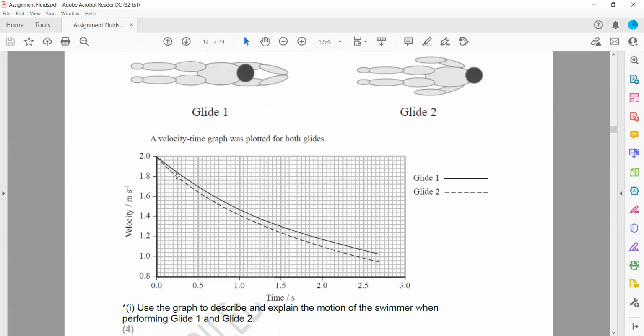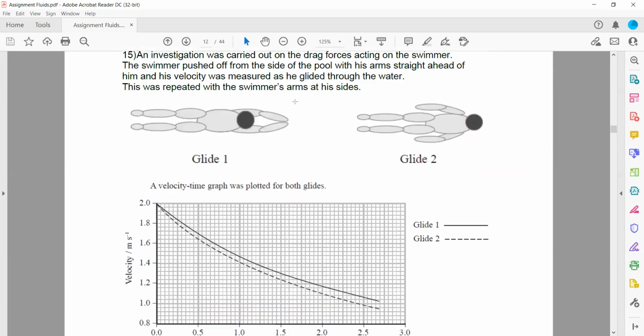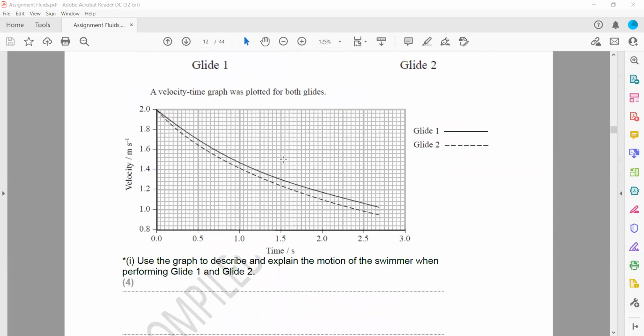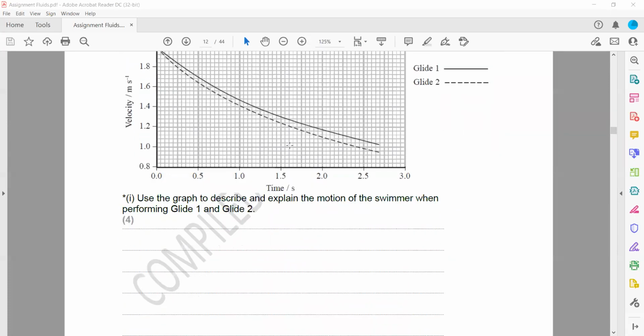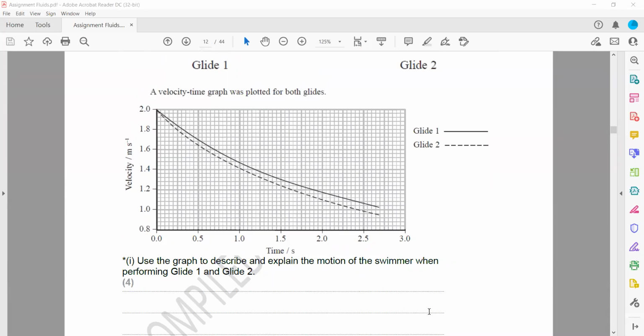In glide 1, you can see the velocity is decreasing because there's a drag force. But for glide 2, there's a greater change in velocity as compared to glide 1. Use the graph to describe and explain the motion of the swimmer when they're performing glide 1 and glide 2.